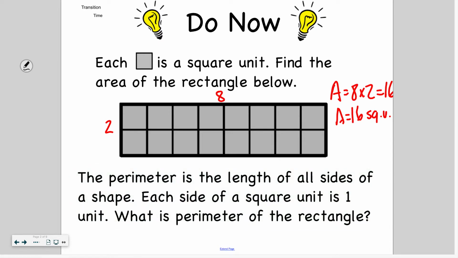The perimeter is the length of all sides of a shape. Each side of a square unit is 1 unit. So what is the perimeter of this rectangle? Again, pause now and then press play when you're ready to check your work.